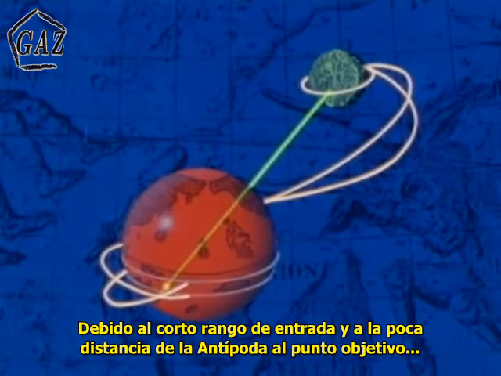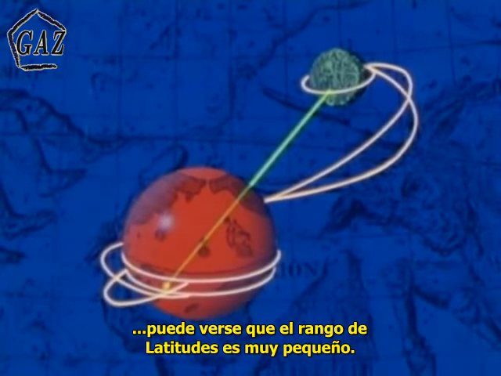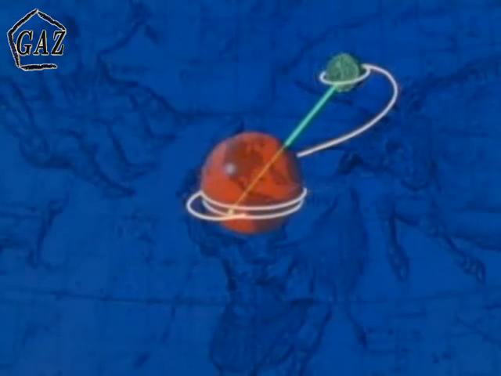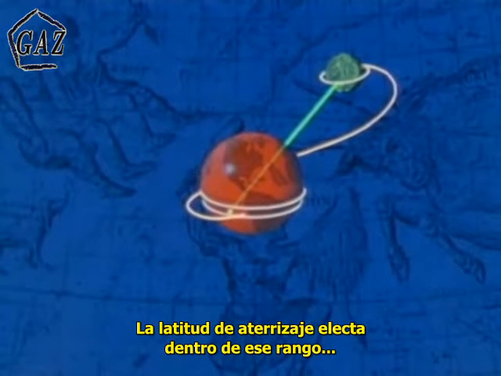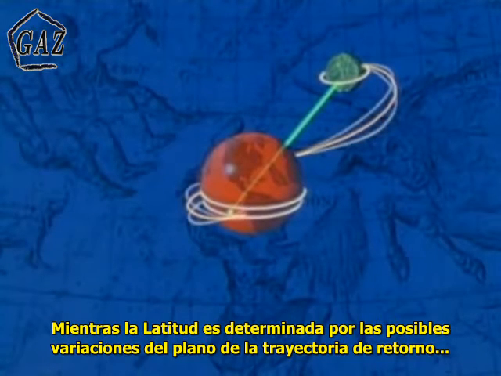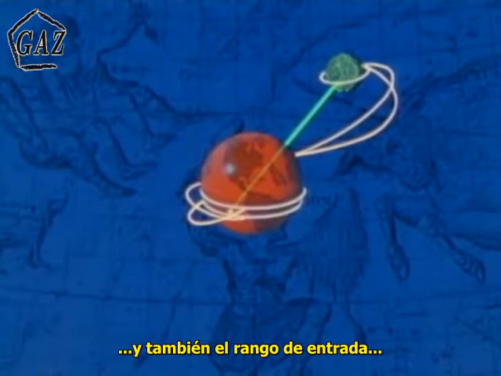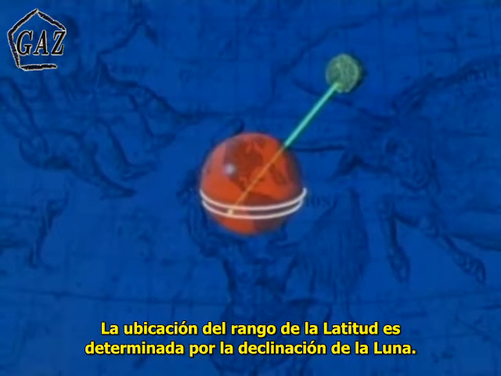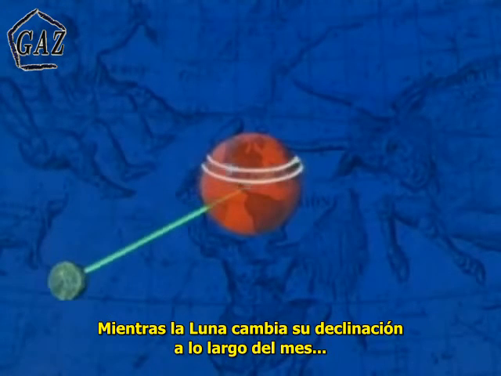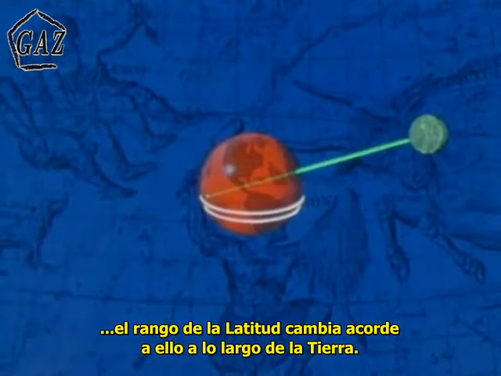Because of the relatively short entry range and thus the small distance from the antipode to the target point, it can be seen that the latitude range is quite small. The landing latitude selected within this range is essentially fixed at time of trans-Earth injection. While latitude range is determined by the possible range of return trajectory planes and the entry range, the location of the latitude range is determined by the declination of the Moon. As the Moon changes its declination throughout the month, the latitude range shifts accordingly across the surface of the Earth.